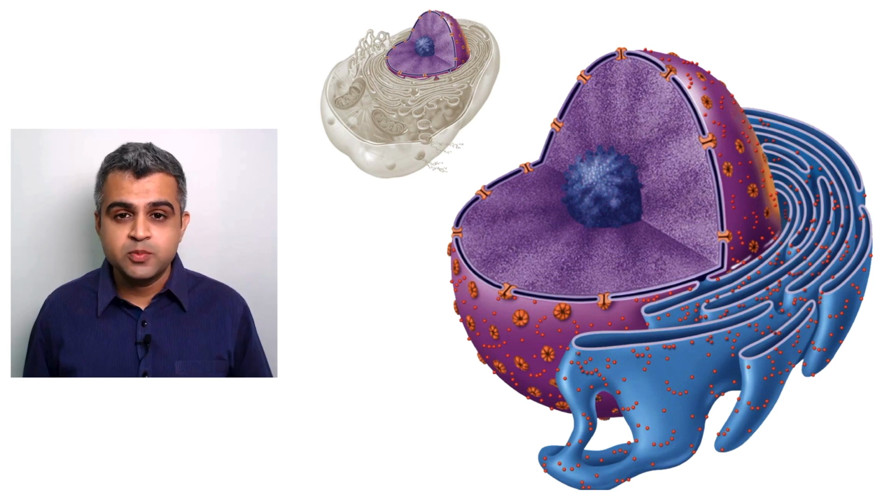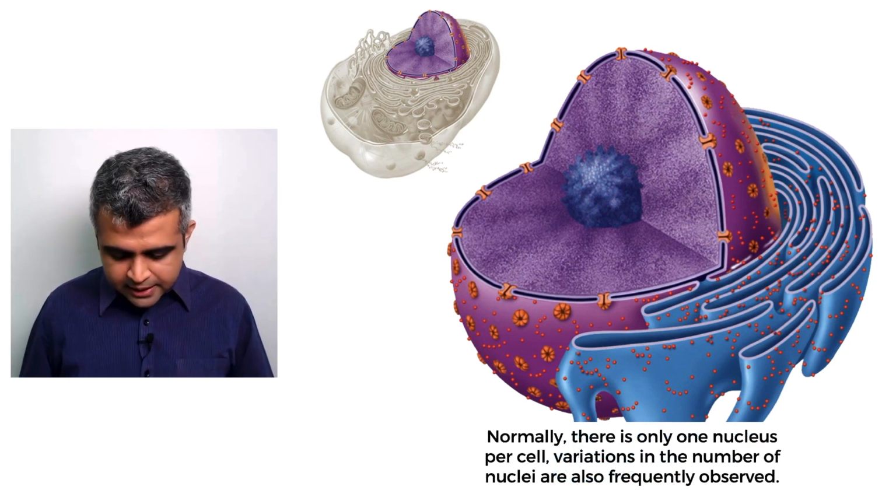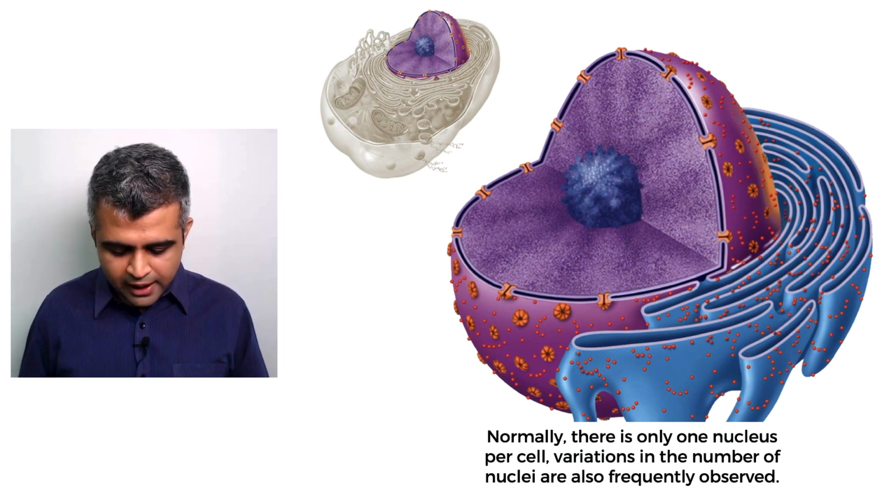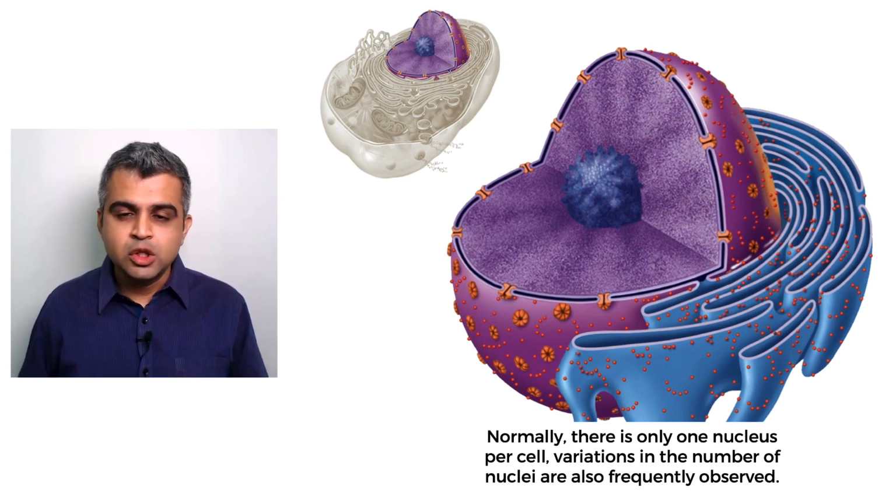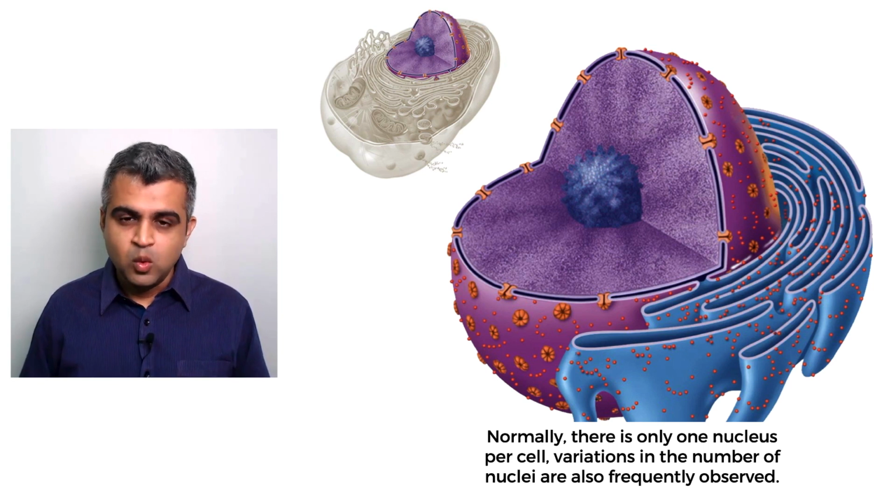Now, eukaryotic cells have at least one nucleus per cell. So the NCERT says that normally there is only one nucleus per cell. Variation in the number of nuclei is also frequently observed. So the norm is one cell, one nucleus, but there are some cells like human RBCs which do not have a nucleus at all. Why is that the case? You will be studying that in future chapters.